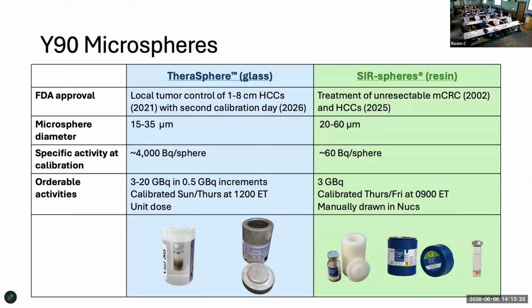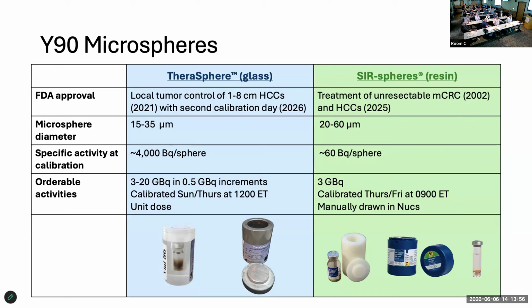TheraSphere or glass microspheres are going to be primarily used these days. They were first, I guess, FDA pre-market approved in 2021 for 1 to 8 centimeter HCCs or hepatocellular carcinomas. Many people use both TheraSphere and SIR-sphere off-label though for all sorts of different disease states. However, primarily everything is used in the liver.